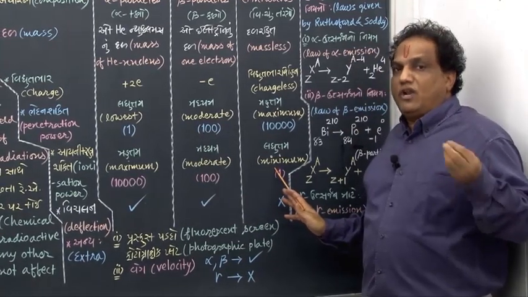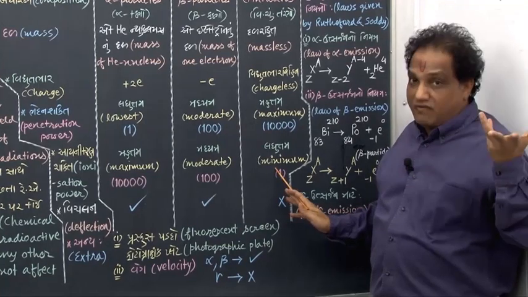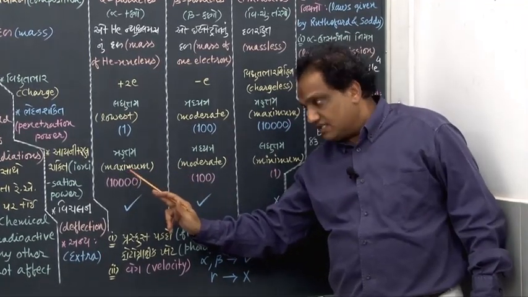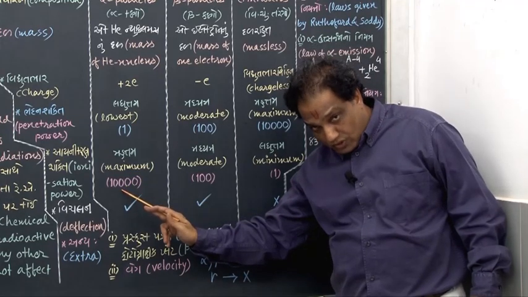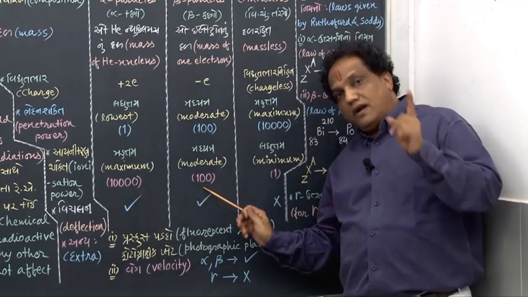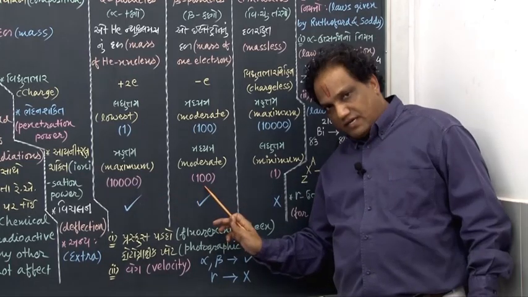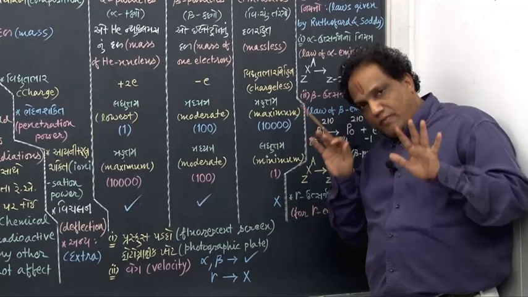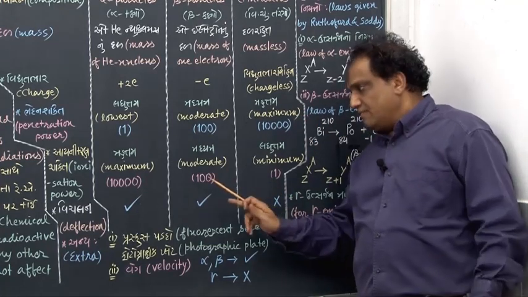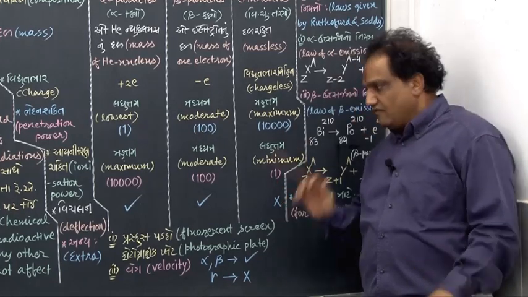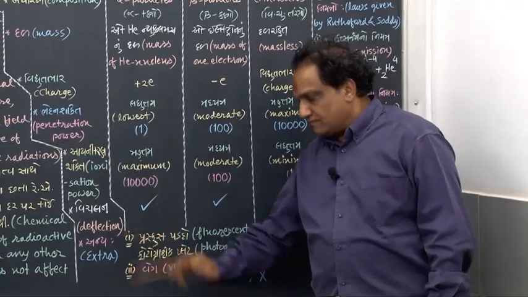Let us write down now the values of relative ionization powers. If you take this maximum ionization power for alpha radiations as 10,000 units, suppose, then here it is found to be 100th part of this. So divide this value by 100, then you will get the answer 100. And here it is found to be minimum, still a 100th part of this, 100 upon 100, that is 1. Simple? Fine. What about deflection?